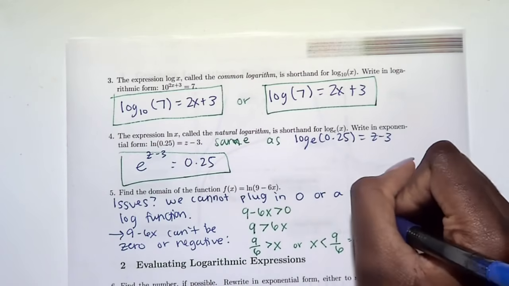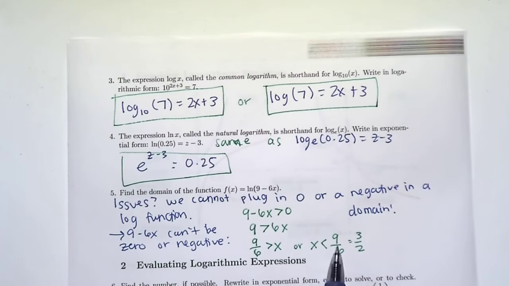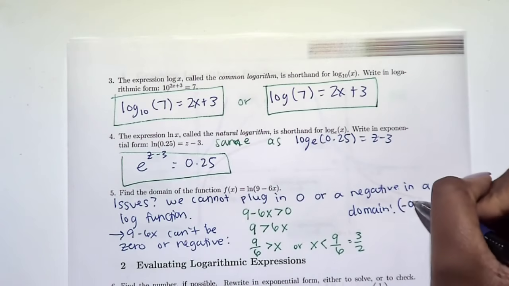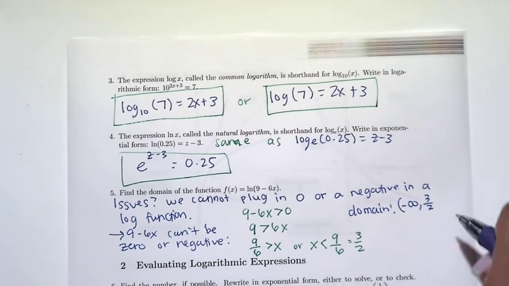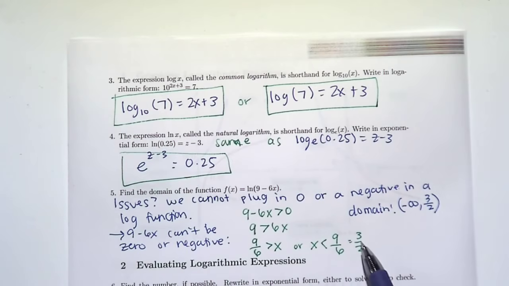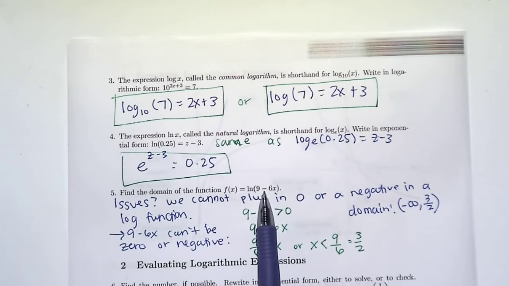Okay, so to write our domain in interval notation, we want everything less than 3/2, so we want to go from negative infinity to 3/2, and let's think about it. Do we want a bracket or a parentheses? Parentheses, because we don't want to include 3/2, because if we do, we're going to get a 0 in here. So you can test that out to make sure.